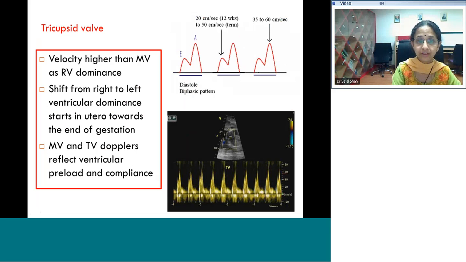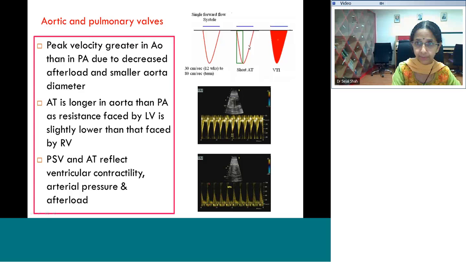The shift from the right to the left heart dominant also happens during late gestation, and then it becomes more matured by the time the baby gets delivered. Coming to the aortic and the pulmonary valve Dopplers. As we understand, like postnatal life, we have single flow during cardiac systole, and then no flow during cardiac diastole. And what it reflects is a combination of the ventricular contractility, the arterial pressures, and the afterload.